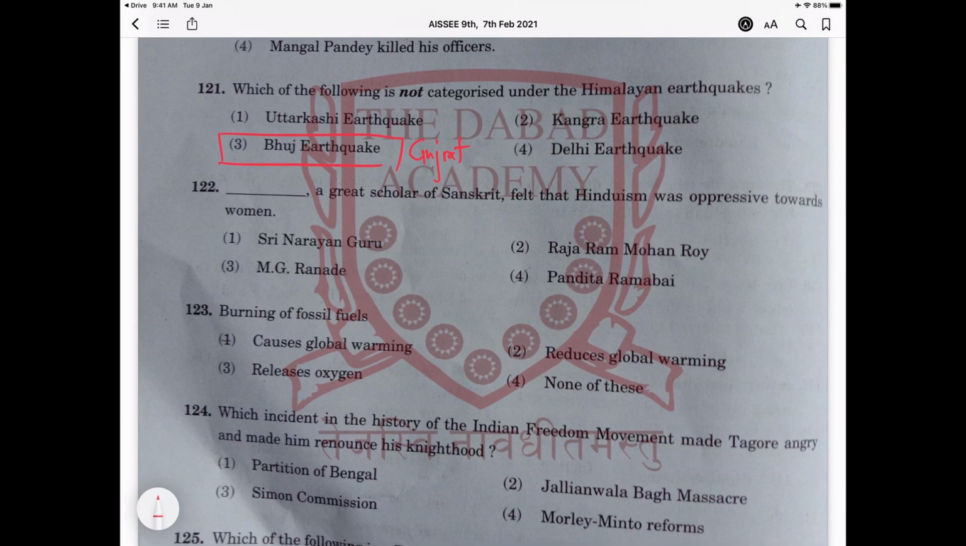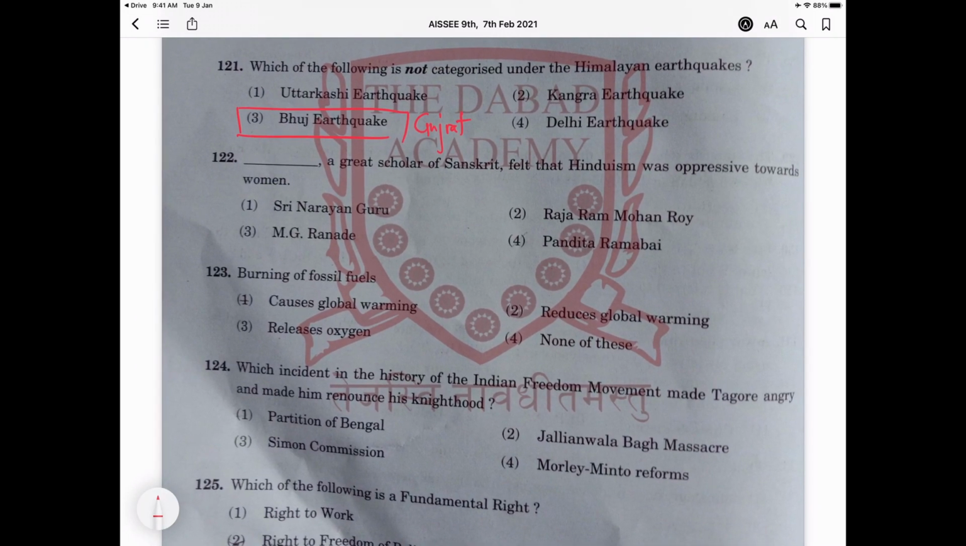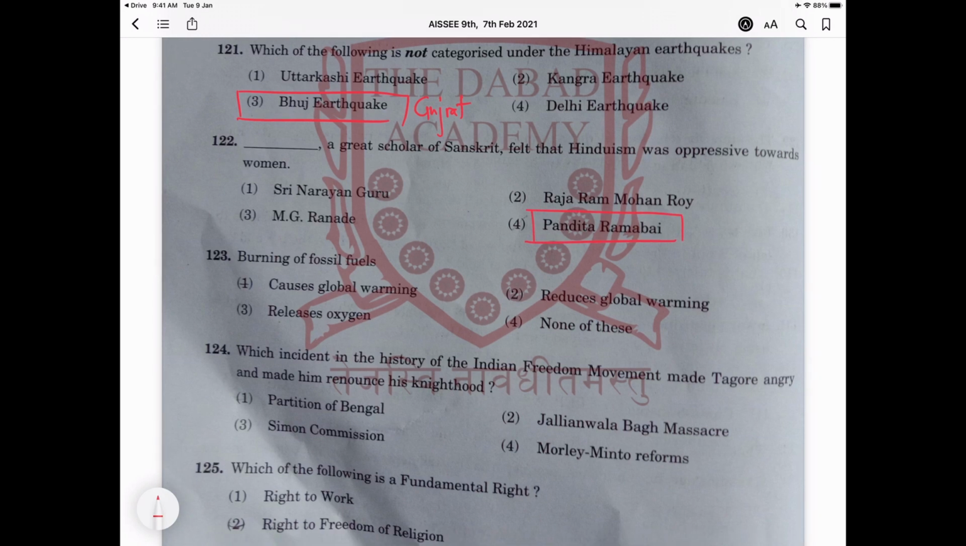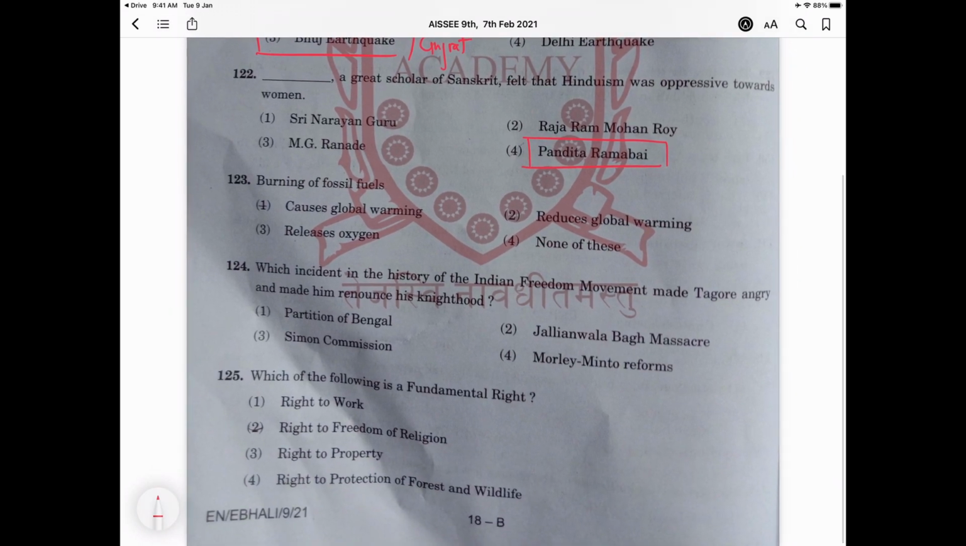In question number 122, a great scholar of Sanskrit felt that Hinduism was oppressive towards women, and the correct answer for this question is Pandita Ramabai. In question number 123, burning of fossil fuels causes global warming, reduces global warming, releases oxygen. So obviously the correct answer is number 1. It was an easy question.